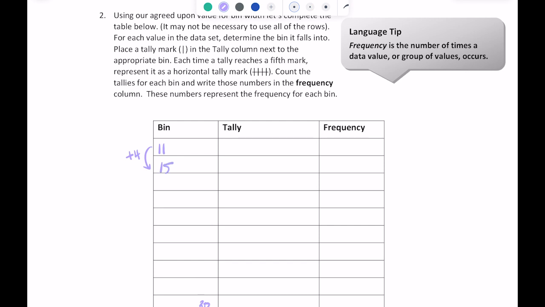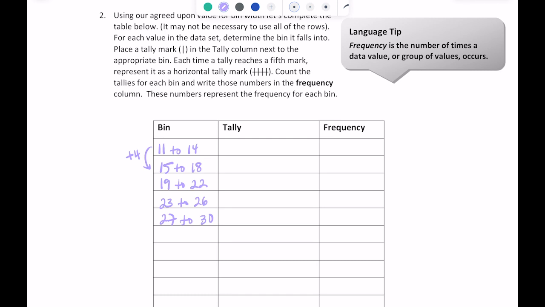So 11 plus 4 gives me 15. So that tells me my first bin is going to go from 11 to 14, okay? And then my next bin is going to go from 15 to 18 because 15 plus 4 gives me 19. So I'm always going to keep adding 4 each time. So 19 plus 4, 23, 23 plus 4, 27, and so on. I'm not going to go all the way down to 30 there. The 30 will actually stop there. So this is going to be 19 to 22, and then 23 to 26, and then that's just 27 to 30.